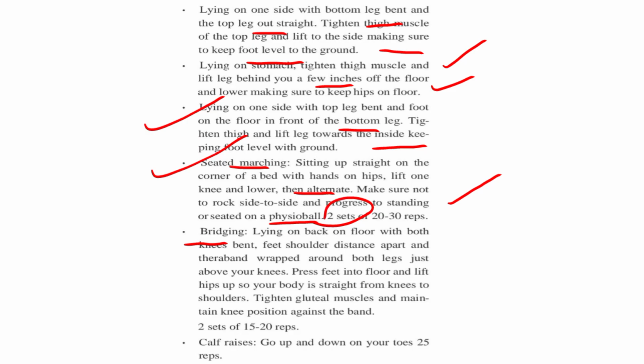Bridging exercises: lying on the back on the floor with both knees bent, feet shoulder distance apart, and TheraBand wrapped around both legs just above your knees. Press feet into floor and lift hips up so your body is straight from knee to shoulder. Tighten gluteal muscles and maintain knee position against the band. This is the resistance exercise for your knee.